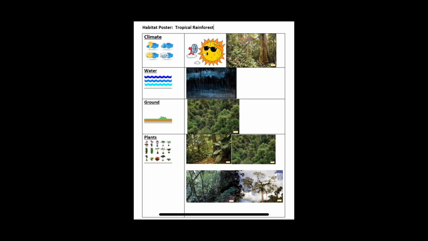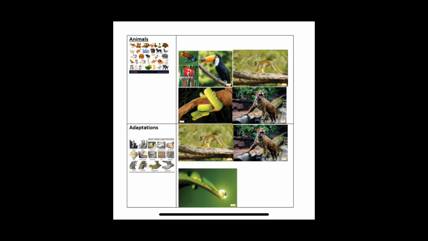Climate is warm, wet, humid. Water, heavy rains. Ground, very shaded, covered with moss and fungi. Plants, very tall trees, kapok trees. Vines, mosses. Animals, toucans, macaws, squirrel monkeys, boa constrictors, jaguars, leafcutter ants. Adaptations. The trees gradually replace leaves throughout the year. Plants have large leaves to catch as much sunlight. Squirrel monkeys have strong legs for jumping and claws for climbing. Jaguars have sensitive hearing and excellent smell.